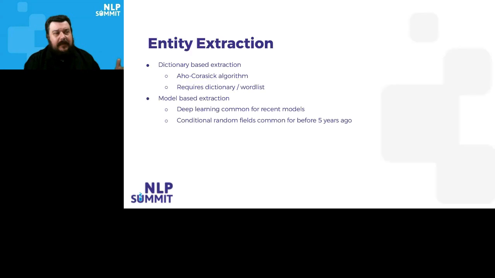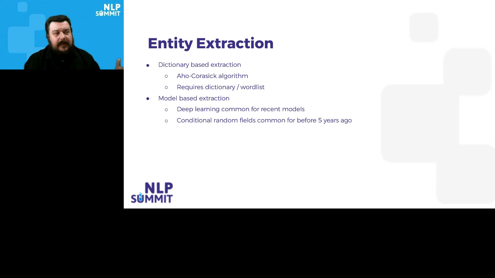So there are two basic approaches to entity extraction. There are dictionary-based approaches and model-based approaches. The dictionary-based approach is generally done with some sort of a search trie, and in this case, we're using the Aho-Corasick algorithm, which is an algorithm that lets you efficiently search for many different words. It requires a dictionary or a word list for you to search for, but it doesn't require any training data, as this is purely based off the dictionary.